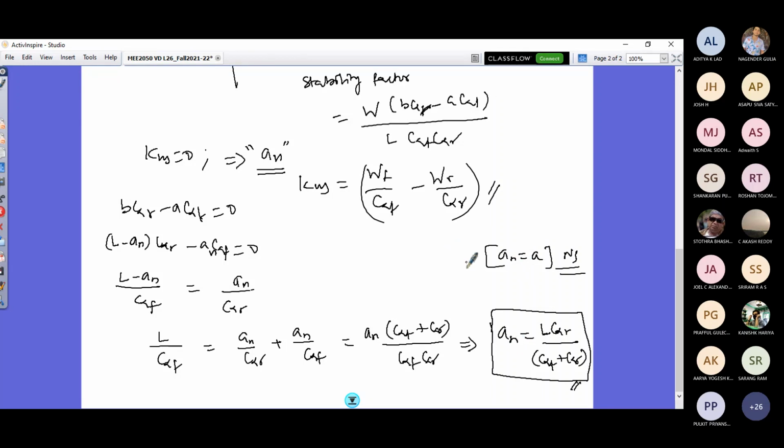If this AN is greater than A, then it is positive static margin, referring to understeer tendency of the vehicle. If AN is less than A, then it is negative static margin, referring to oversteer tendency of the vehicle, like that. So this is something what is called a static margin.